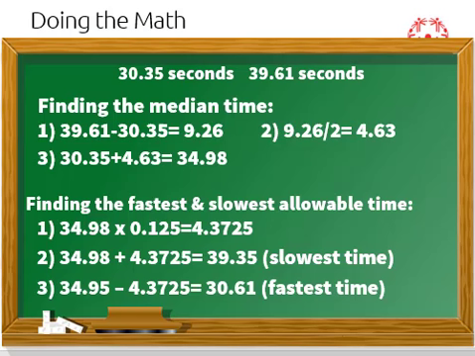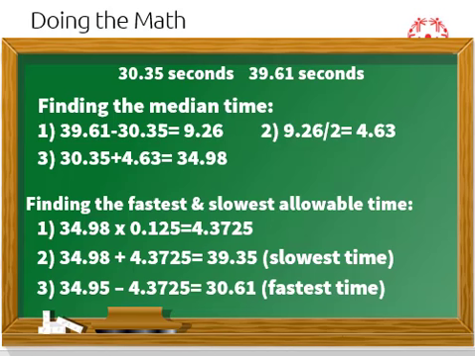Lastly, we add half the difference, being 4.63, to the fastest time. 30.35 plus 4.63 gives us a median time of 34.98 seconds.